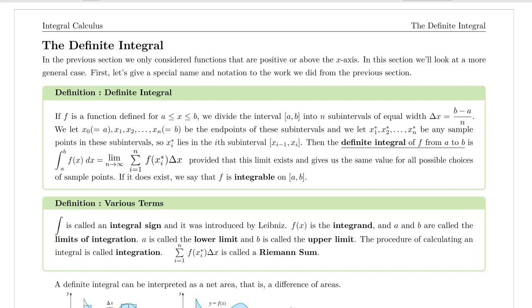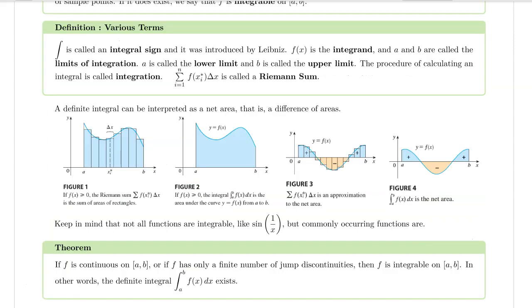Then, the definite integral of f from a to b is given with this notation, and it's equal to the limit as n approaches infinity of the summation from i equals 1 to n of f of x sub i star times delta x, provided that this limit exists and gives us the same value for all possible choices of sample points. If the limit does exist, we say that f is integrable on the closed interval from a to b. So let's clarify the names of some things.